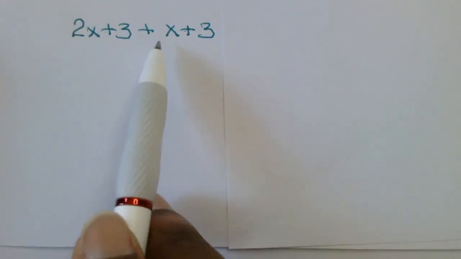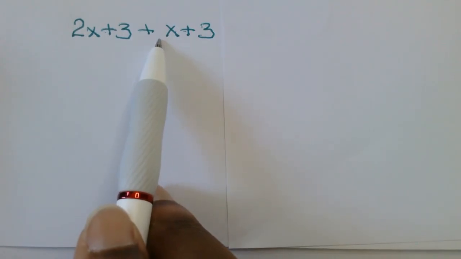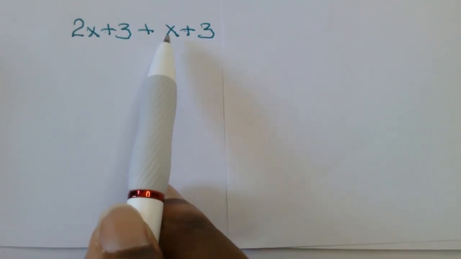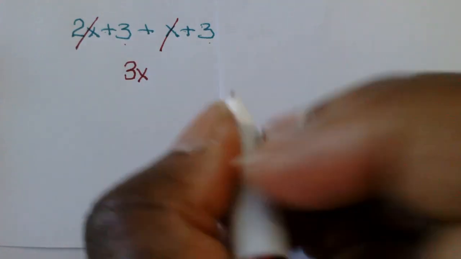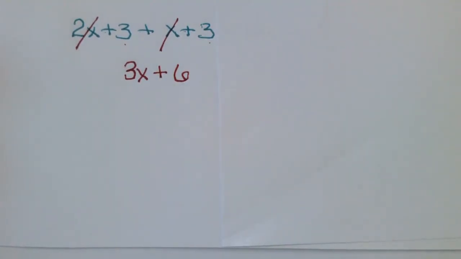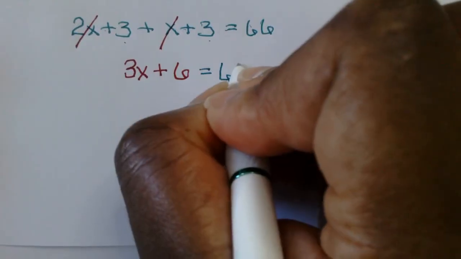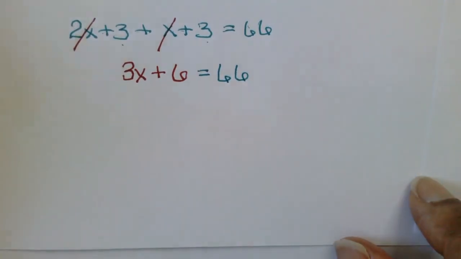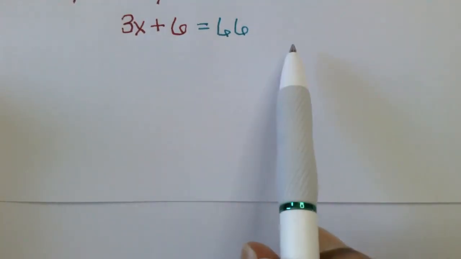So I have 2x plus 1x. If you don't see a number as a coefficient, it's assumed to be a 1 because there's physically 1x there. So that means we have our 3x. So that takes care of the x's. Now we have 3 plus 3. That gives me 6. And all I have to do is bring down my equals 66. Okay, so that's taken care of. So now we just need to focus on this equation.